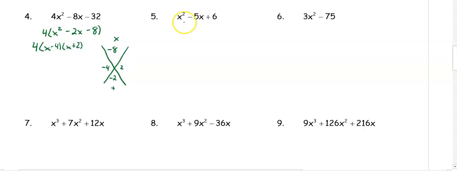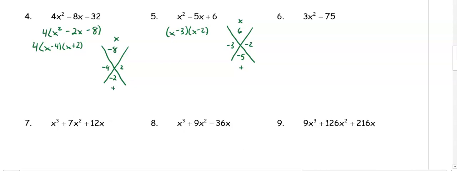In number 5, there's already an x squared, so we don't need to worry about a GCF. We can go straight into box problem factoring. So we need two numbers that multiply to 6 and add to negative 5. If we are multiplying to a positive but adding to a negative, both of our numbers have to be negative this time. So we would have negative 3 and negative 2. So x minus 3 and x minus 2.